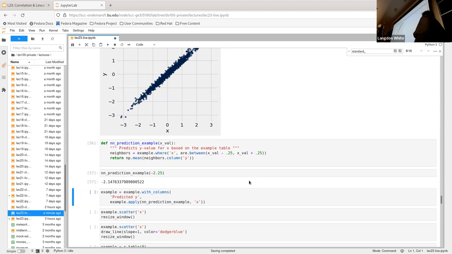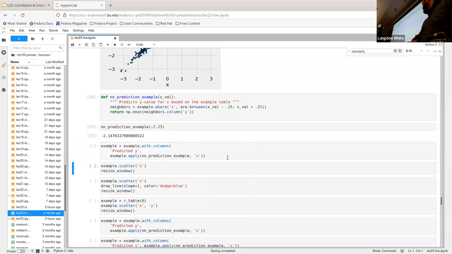So if we look at the nearest neighbors for this value of negative 2.25, then we look at column Y, or the Y value, and we can see that we get negative 2.1, okay? Because remember, we shifted the whole thing to standard units. So that's why we're not talking about inches anymore. Instead, it's all around zero, so that we can make cleaner predictions using standard units.